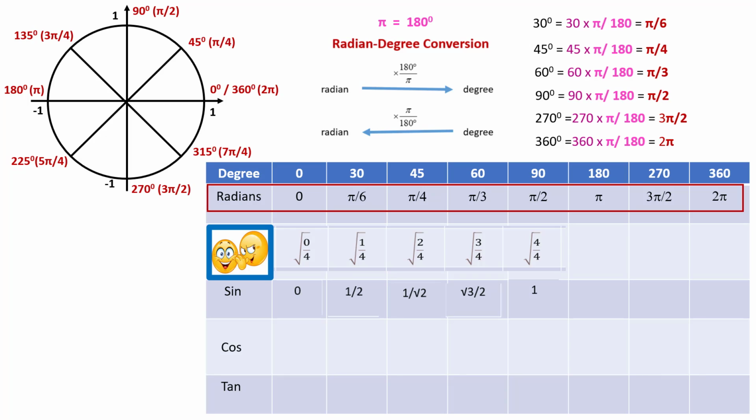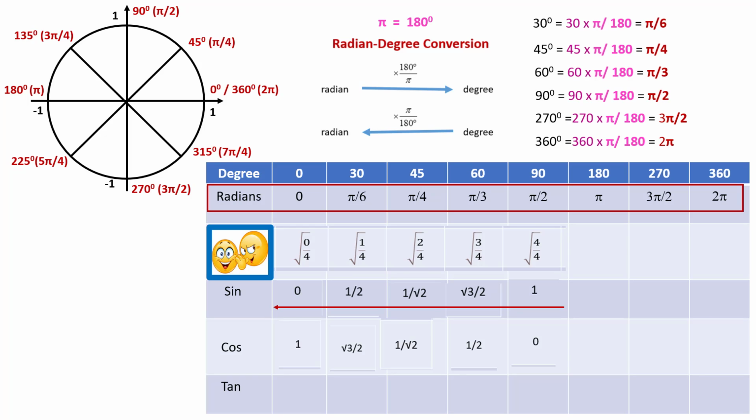Now to find the values for cos, just reverse these values of sin and then write down 1, root 3 by 2, 1 by root 2 as it is for 45 degrees, then 1 by 2 and 0. So these are the values of your cos. See how easy it is now to remember.